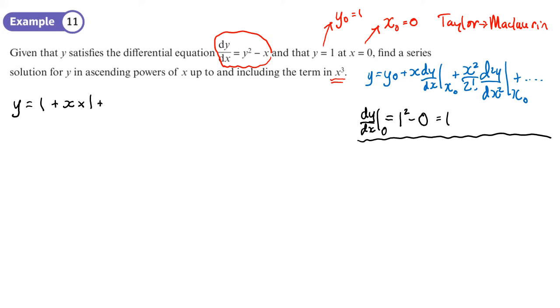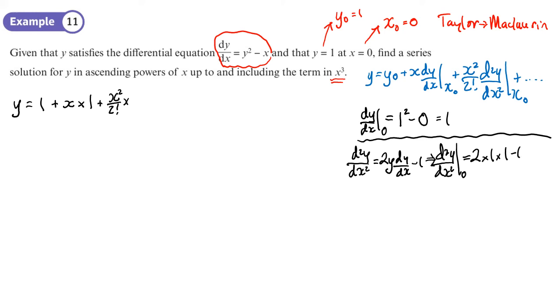Next term is going to be plus x squared over 2 factorial. Now we're going to need to work out what we multiply it by. So it's going to be the second derivative at its initial conditions. So we're going to differentiate our dy/dx to get the second derivative. So we have y squared, using implicit, that will become 2y dy/dx. And then the minus x will just become minus 1. So let's now work out what it is at our initial conditions. Let's just put 0 here. So that will be 2 times y, that is 1, times dy/dx, which we've just worked out, is 1, minus 1. So that's 2 minus 1, so that is just 1.